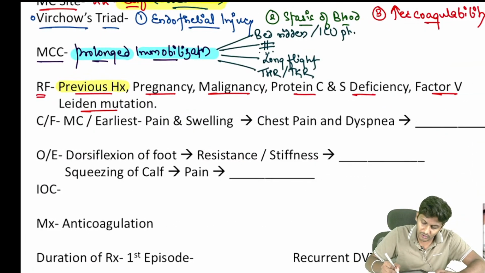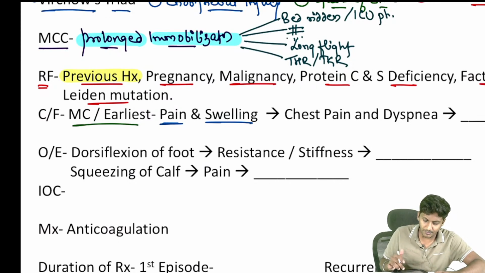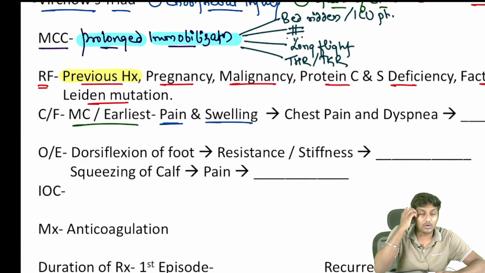Okay, so you have to remember, bache, definitely the most common and the earliest symptom of a patient of DVT is going to be pain and swelling in the calf region. The patient is going to have swelling and pain in the calf region. Okay, pain and swelling in the calf region is a classical finding seen in a patient of DVT, that is deep venous thrombosis.